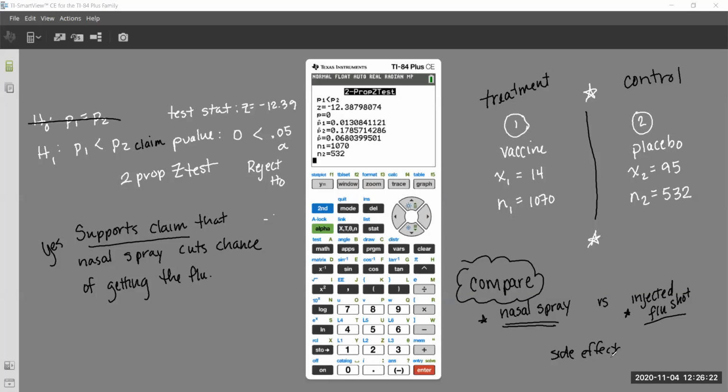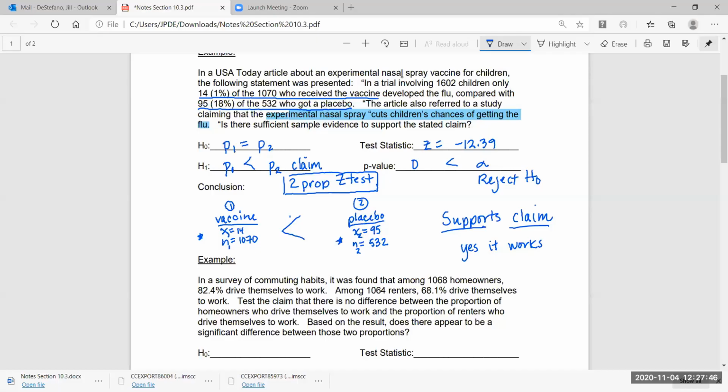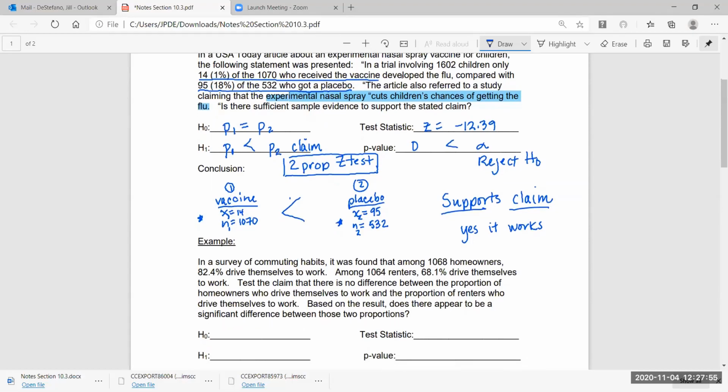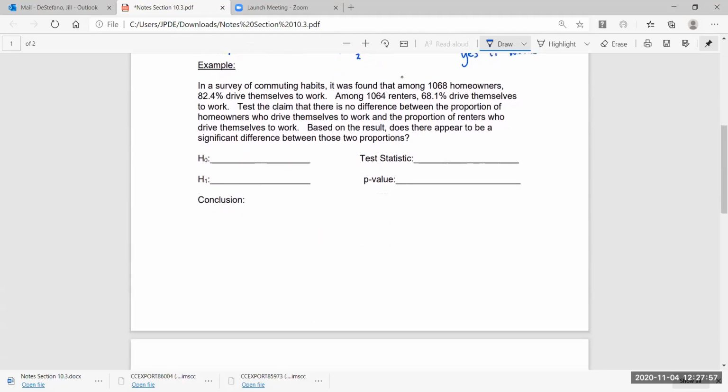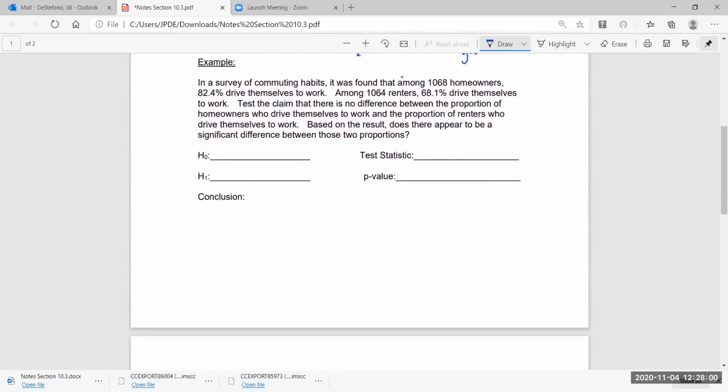Okay, let's go to number 2. Okay, so we're back to our notes sheet, and you can see I filled in what we did on the other page. The second example we're going to look at is discussing commuting habits. And it says, in a survey of commuting habits, it's found that among 1,068 homeowners, 82.4% drive themselves to work. And among 1,064 renters, 68.1% drive themselves to work.